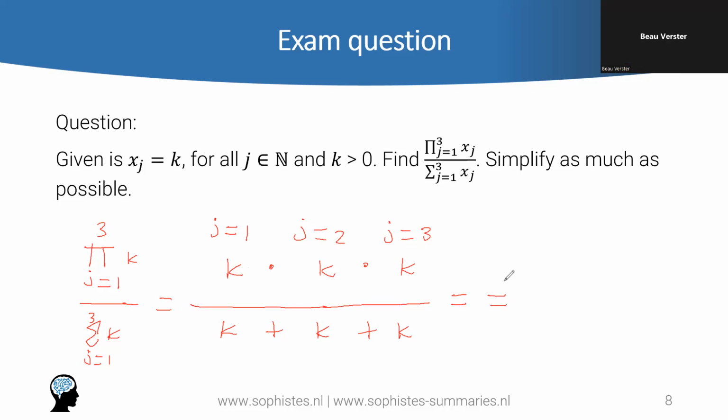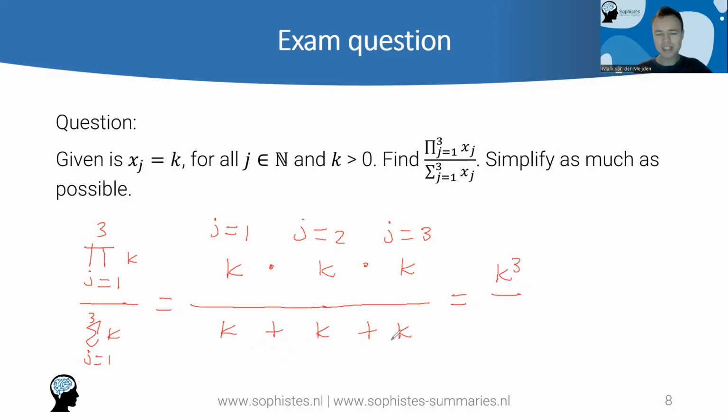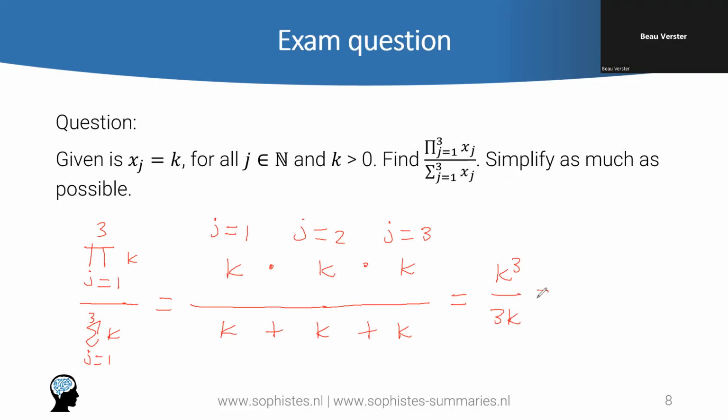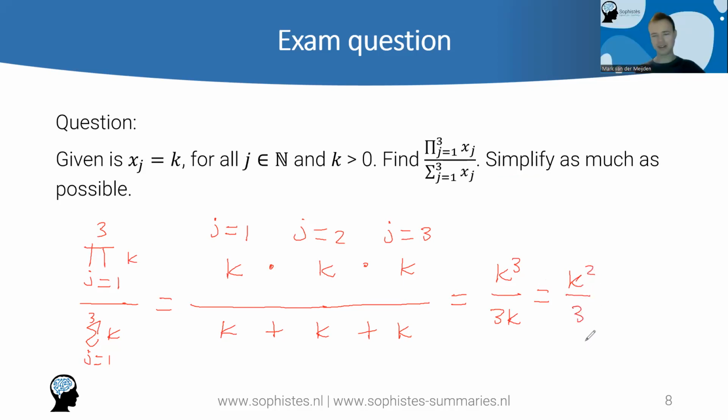K to the power of 3. Yes. And k plus k plus k? 3k. Yeah, very good. Is this your final answer? Or can we simplify it a bit further? You can simplify it by doing k to the power of 2 divided by 3. Yes, very good. And then this is your final answer. So very good. You did know how to do it.